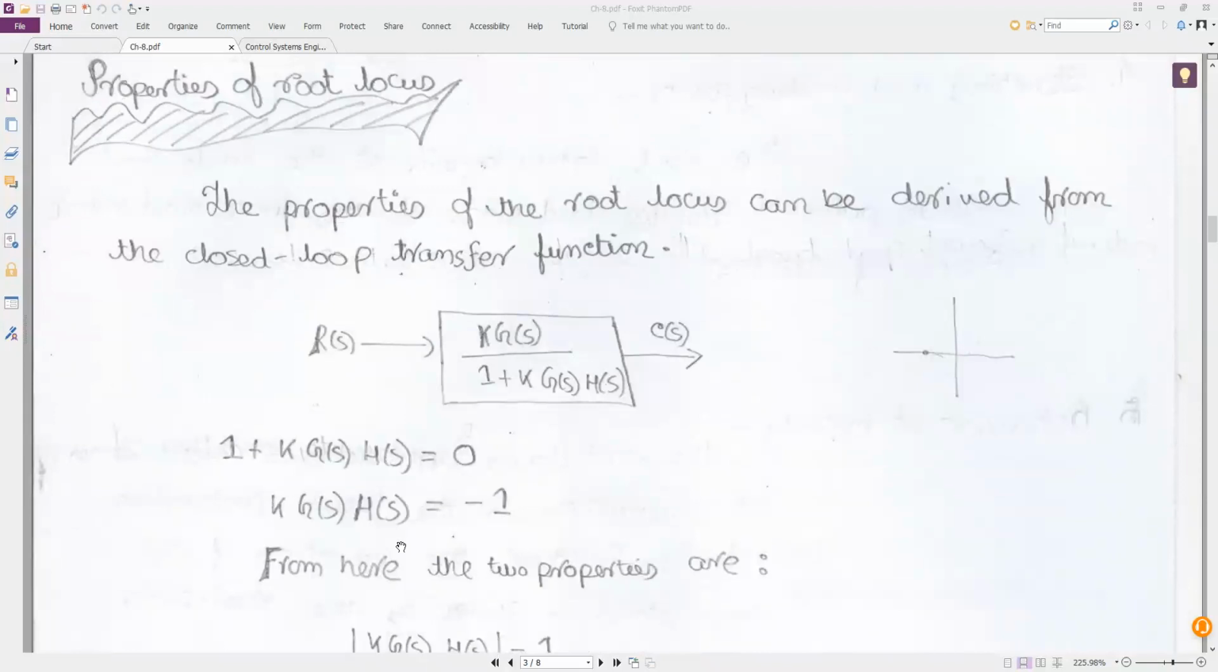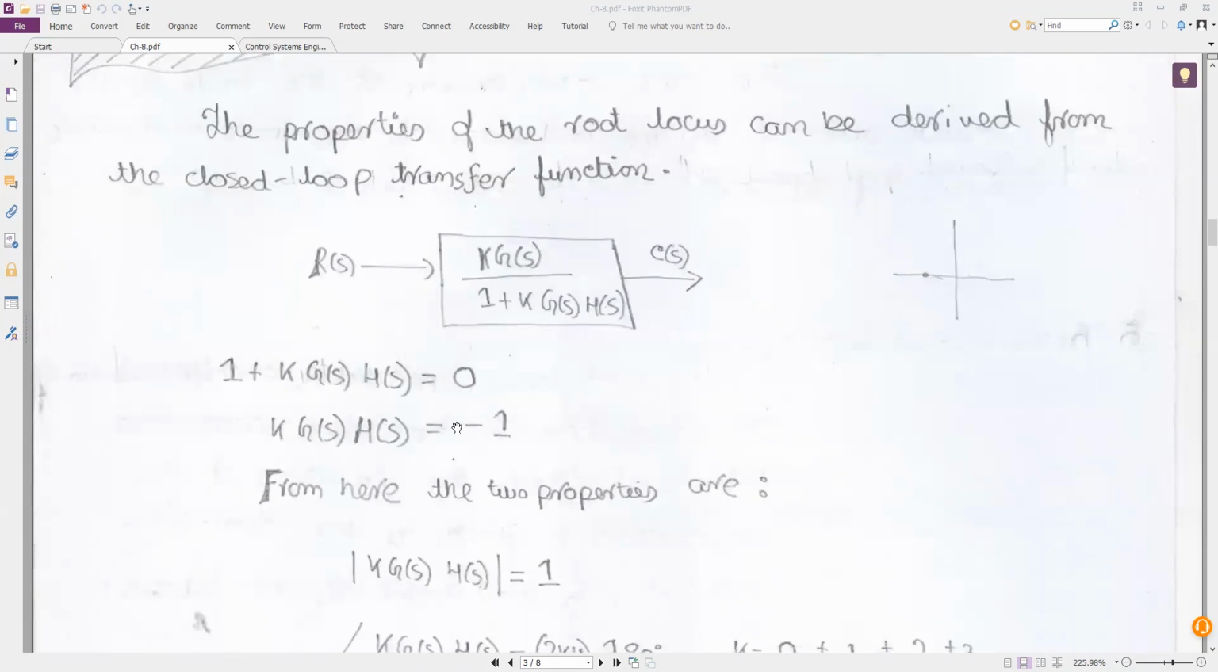Now see, what are the properties of the root locus? That is important, because we need to know this to understand the upcoming problems. Let's see what the properties of the root locus are.